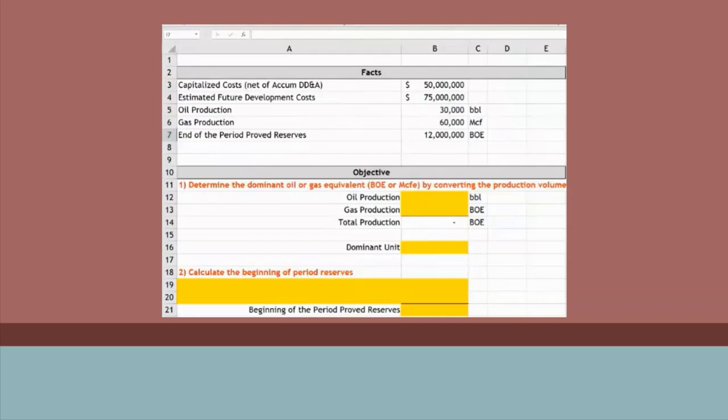So, step one, we are calculating depletion for a full cost company, and we need to determine the dominant oil or gas equivalent by converting the production volumes. So we're going to test to see if BOE is the significant unit. So we're going to grab our oil production barrels here, 30.